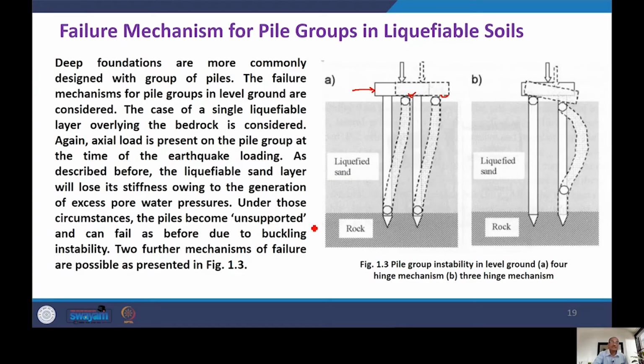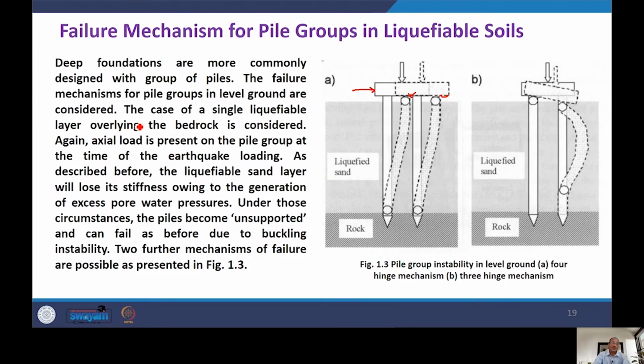All these things are listed here, so I can go through this again. Deep foundations are more commonly designed with groups of piles, which is the case. The failure mechanisms for pile groups in level ground are considered. The case of a single liquefiable layer overlying the bedrock is considered. Again, axial load is present on the pile group at the time of earthquake loading. As described before, the liquefiable sand layer will lose its stiffness owing to the generation of excess pore water pressure. Under those circumstances, the pile becomes unsupported and can fail as before due to buckling instability.